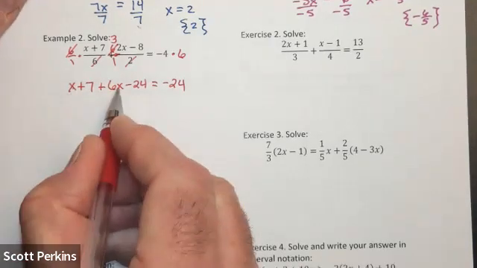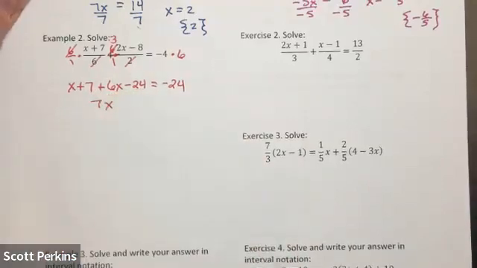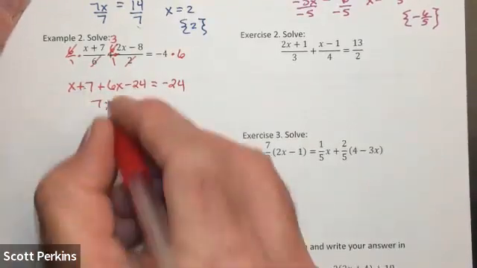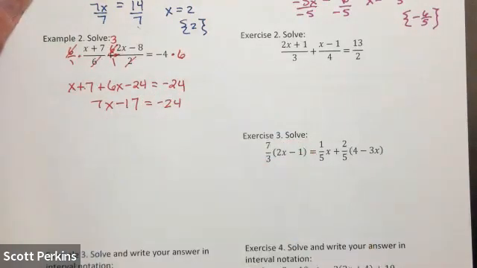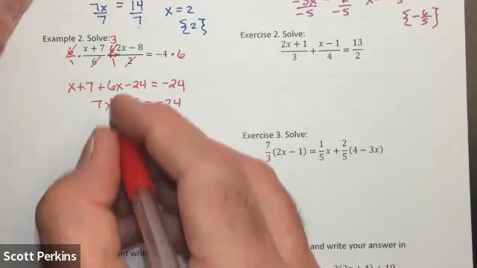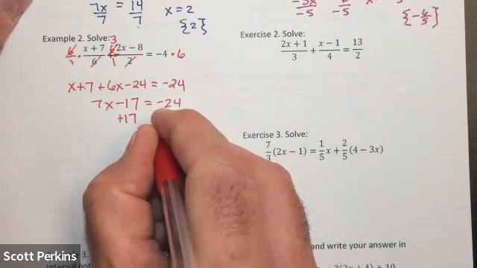So the x plus the 6x, that gives me 7x. The 7 minus 24 is -17. That's all my like terms, so I have no more like terms to deal with. All of my x's on this one are already on the same side, so that's good news for me. So what I'm going to do is add that 17 to both sides.